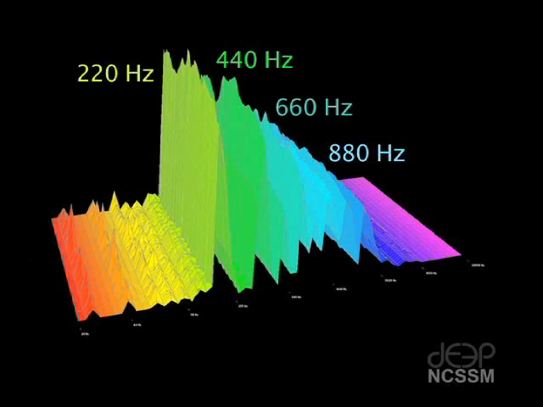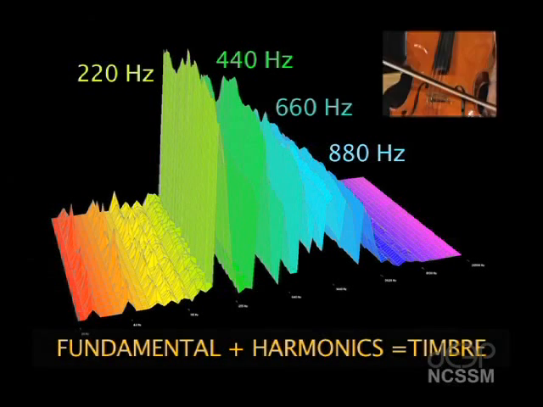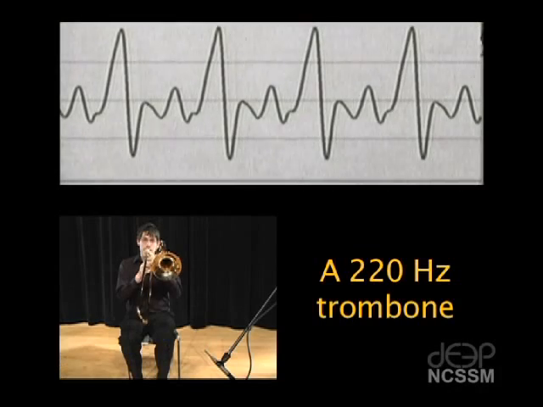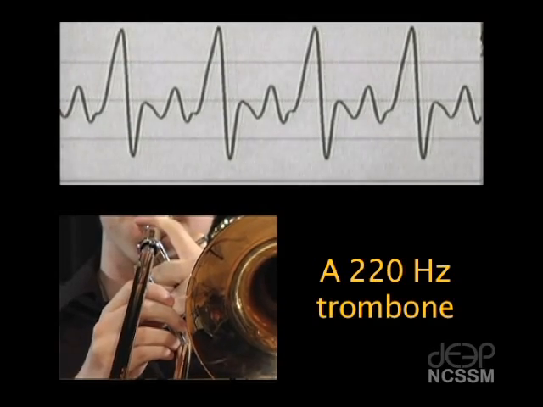and the harmonics that an instrument makes all work together to create its unique sound, or timbre. Let's take a look at the waves of some other instruments and compare their harmonics. Here is the graphic representation of a trombone playing A220. Notice the shape of the wave.